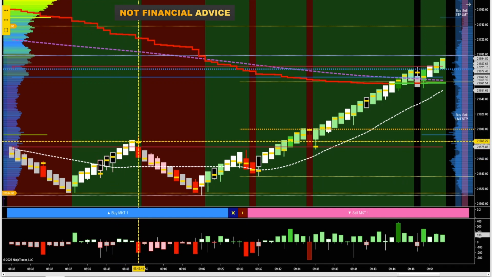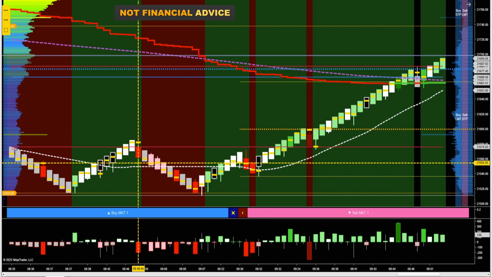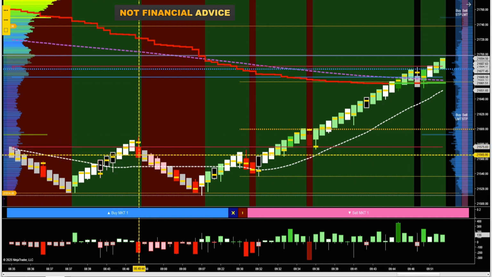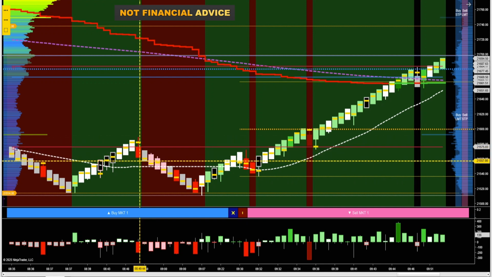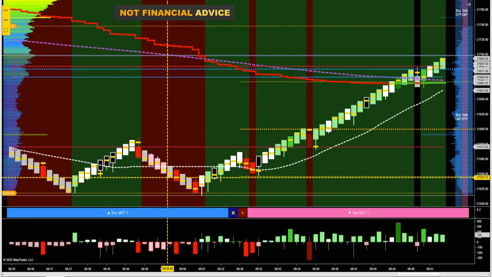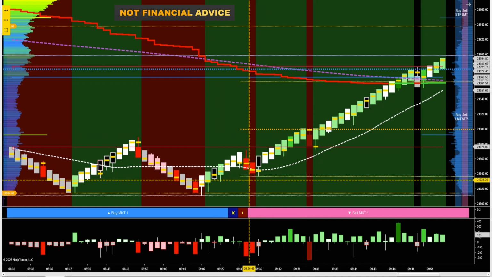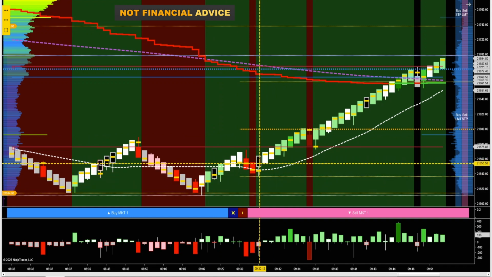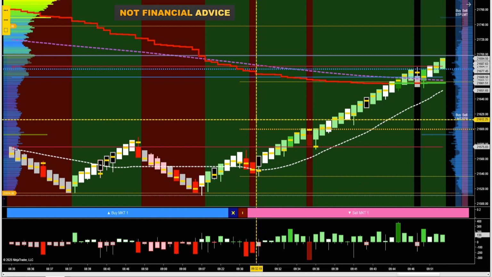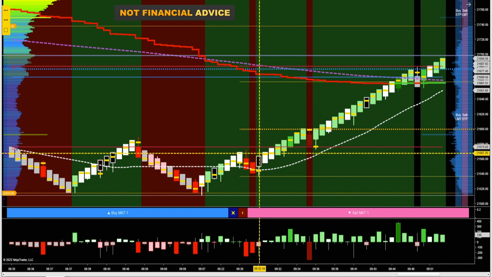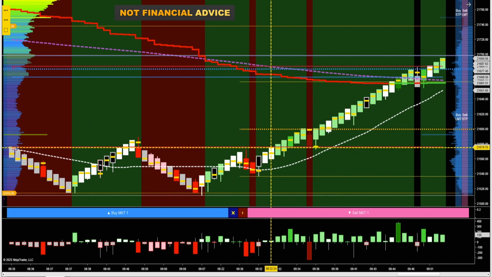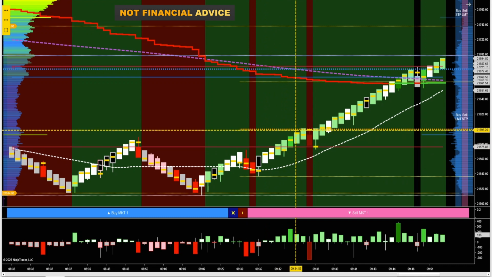Here's point of control drawn up into the wick of this Renko bar. Also some negative delta coming in there, looking for a break below. Get a very nice move lower. Here's point of control drawn down to the bottom of this wick. Also a single bar divergent candle. Got the Heikin-Ashi trend green, looking for a break above. We get a 30-point bounce up to whole number there.